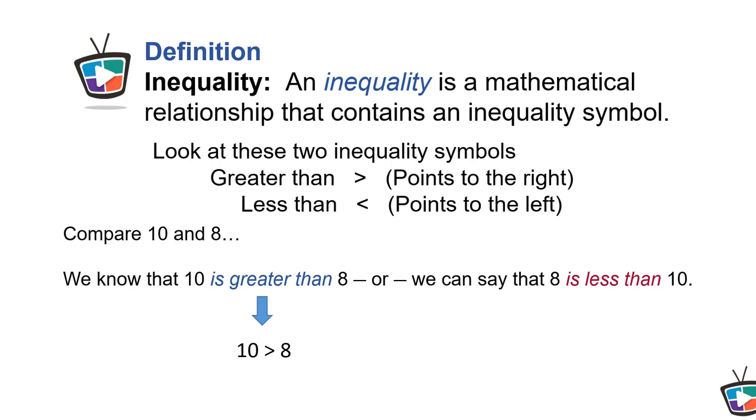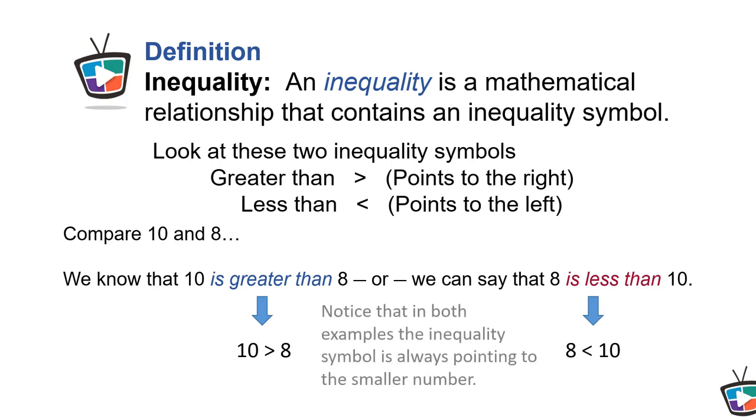If we said 10 is greater than 8, we could use the greater than symbol. So now we have 10 is greater than 8. Or we could say that 8 is less than 10, and we'll use the less than symbol. 8 is less than 10. Notice that in both examples, the inequality symbol is always pointing to the smaller number.